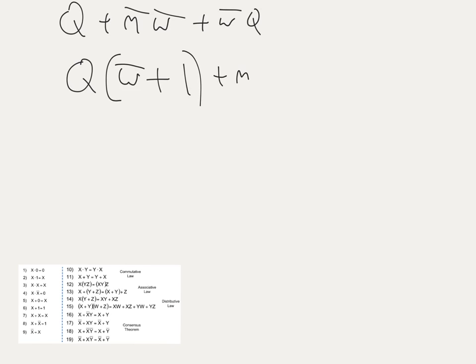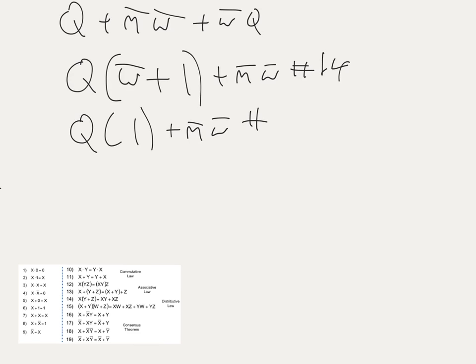And I can't forget to bring the rest of my expression down. All right, and that's true. I'm allowed to do that because of the distributive law. So that's number 14 again. Okay, well, something ORed with a 1, that sounds like a theorem. We look down here, anything ORed with a 1 is a 1. Okay, well, that's pretty handy. So that's going to be a 1. And that was because of theorem number 6.